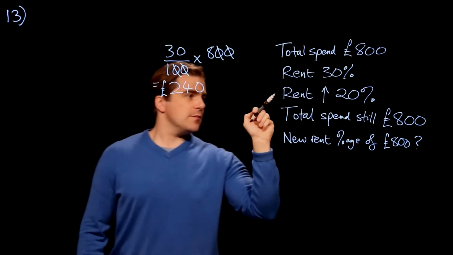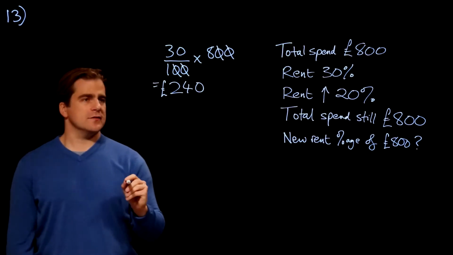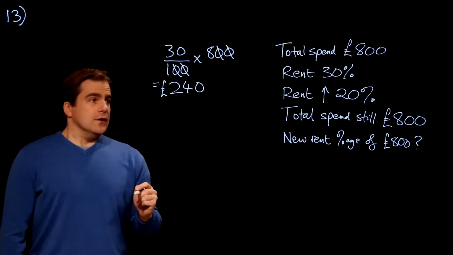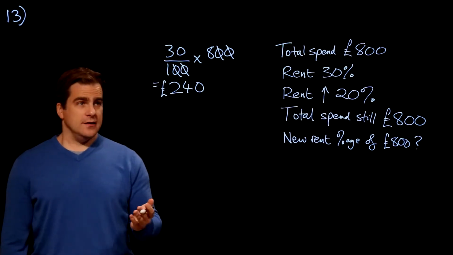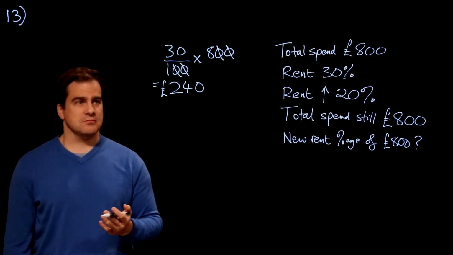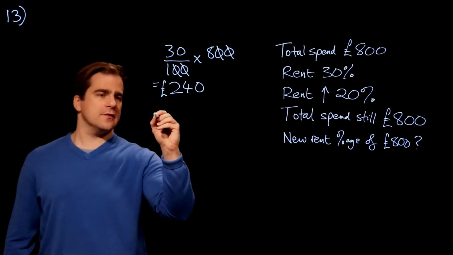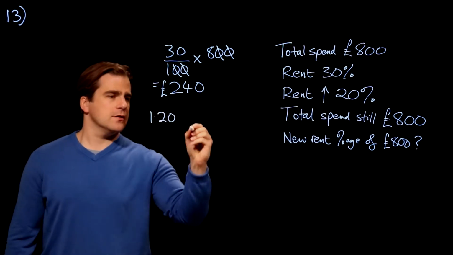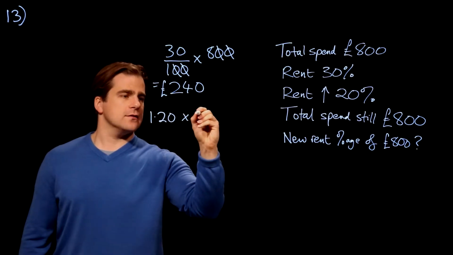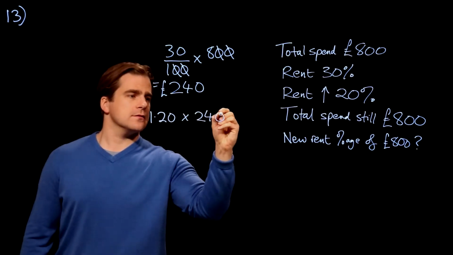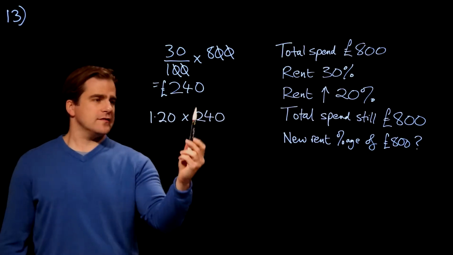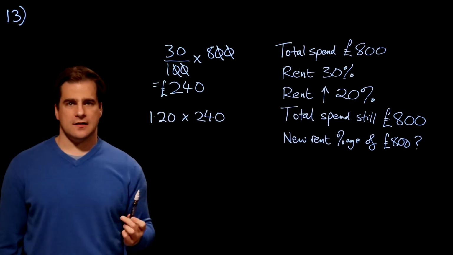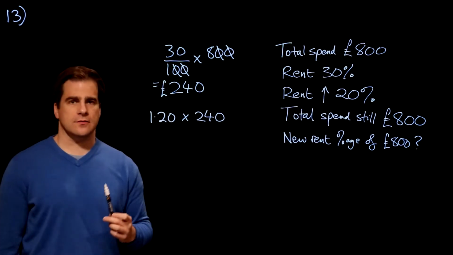Now that is going up by 20%. So we need to increase 240 by 20%. The best way, I think, to do this is to multiply by 1.20, the thing that you're trying to increase. So to increase something by 20%, you multiply by 1 point and then the percentage, 1.20 or 1.2.